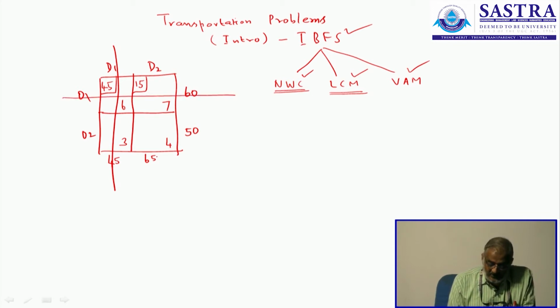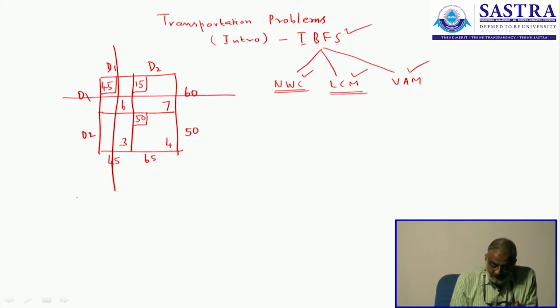Now the demand for destination 2 is 65 minus 15, which again leaves 50, and that 50 is available here. Now put this 50 here. Now 45 plus 15 is 60, and 15 plus 50 is 65. So all the demand and supply are satisfied.